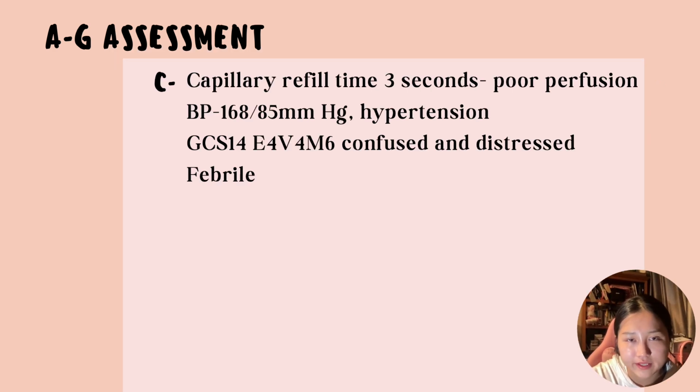C, circulation. Heart rate is 128 beats per minute. Sinus tachycardia happens when the body is trying to compensate for hypoxemia. David's capillary refill time is 3 seconds, indicating poor perfusion. Circulation impairment can lead to shock that damages the organs. Blood pressure is 168/85, hypertension. Unstable blood pressure is elevated due to the hypoxemia.